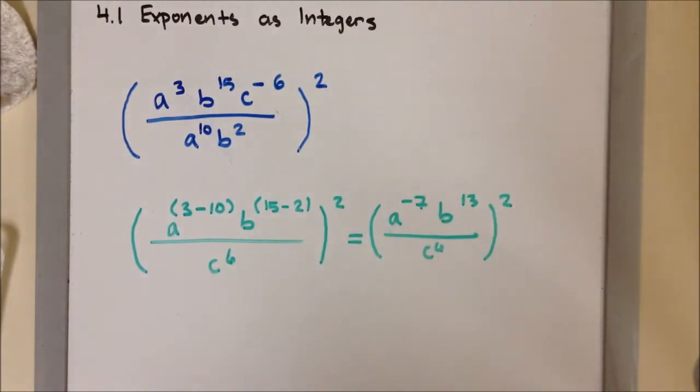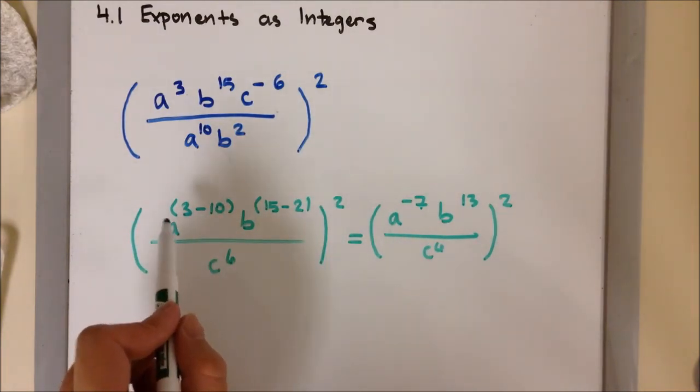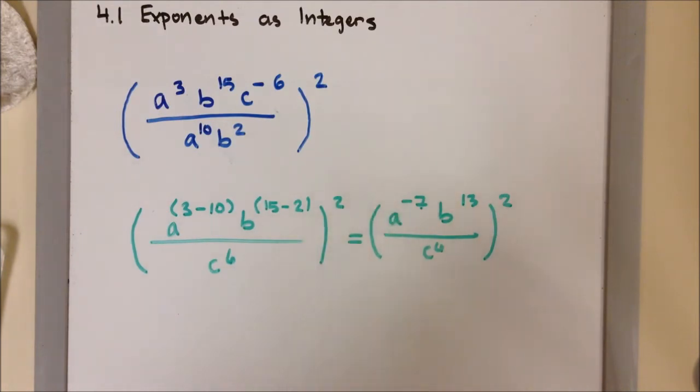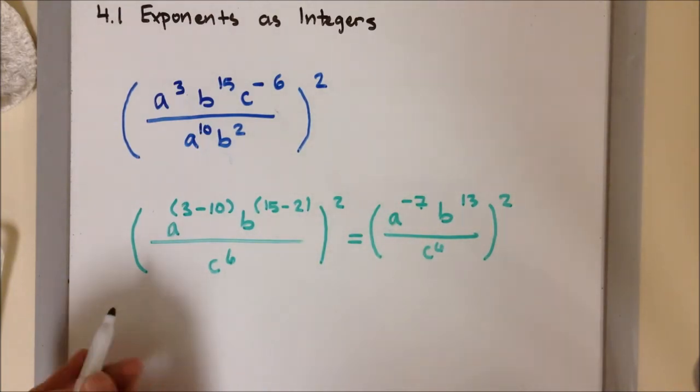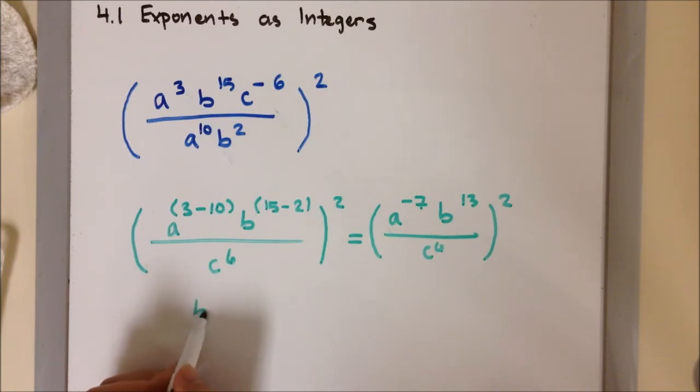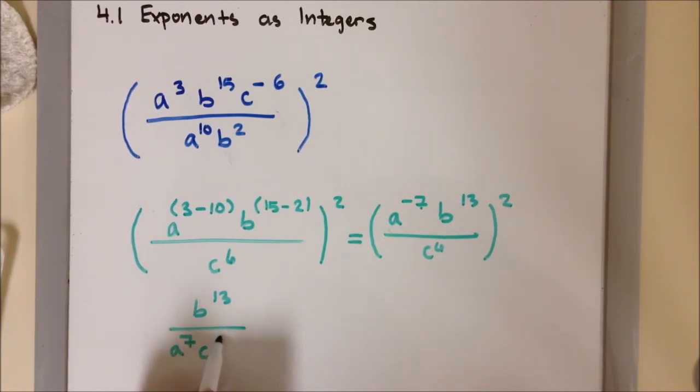Now, I'm still not finished simplifying the inside, because after I did a to the power of 3 minus 10, I got a to the negative 7. So again, you want to continue moving forward with positive exponents. Since my a to the negative 7 is at the top, I'm going to move it to the opposite side, which is the bottom. So the only thing left on the top will be b to the 13th power over a to the 7th power, and then c to the 6th power, where I still have the exponent of 2 outside of parentheses.